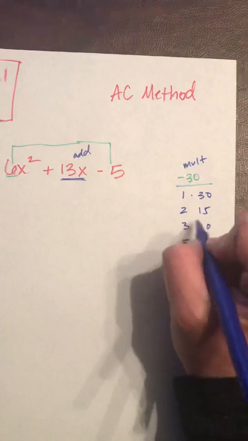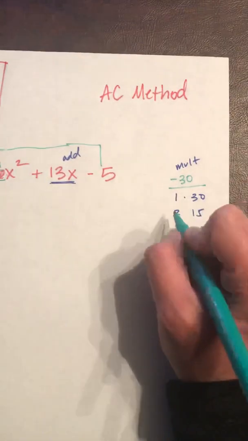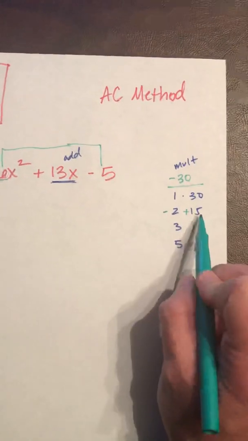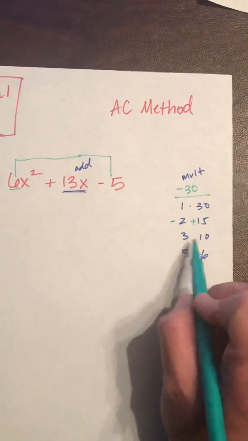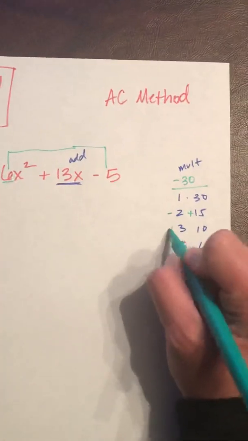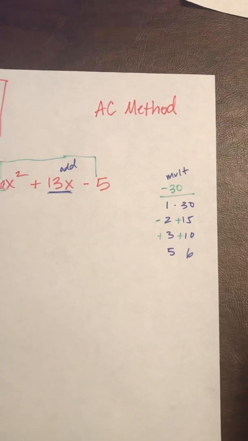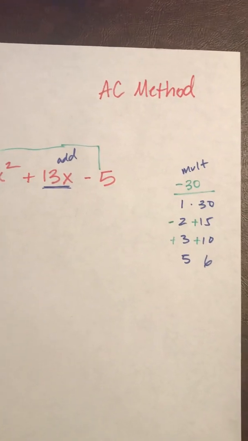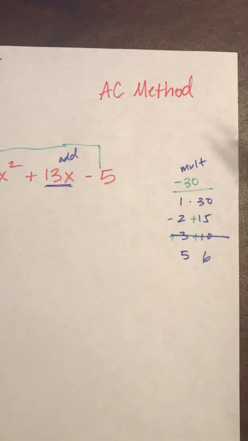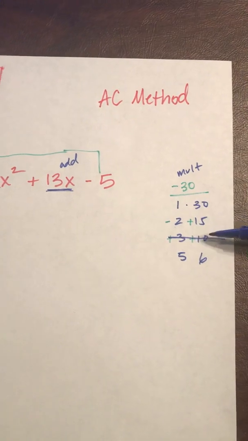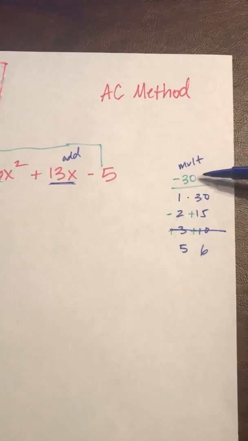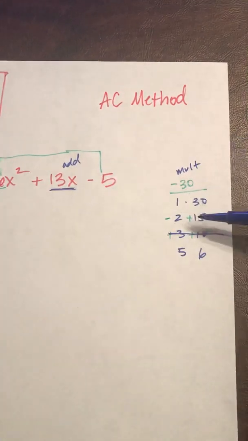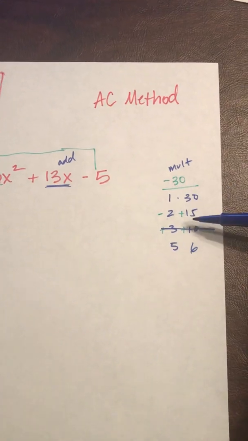So let's see if we could play around with the signs here. If I had 2 and 15, in order to get +13, I would need -2 and +15. In order for 3 and 10 to give me +13, I need +3 and +10. So now you're probably asking, how can I have two sets of numbers? And the answer is you can't, which is why this one doesn't work. The reason it doesn't work is because +3 and +10 does not multiply to -30. The only ones that multiply to -30 and add to +13 are -2 and +15.